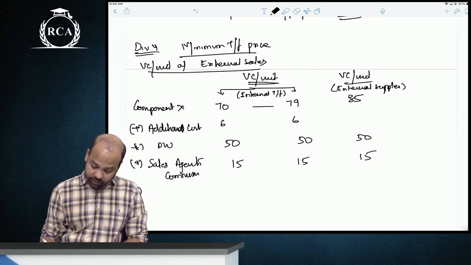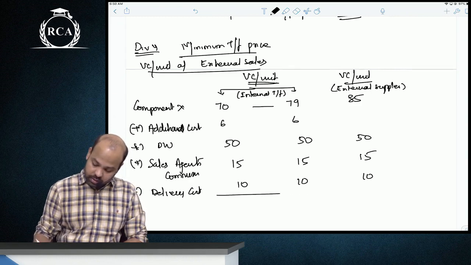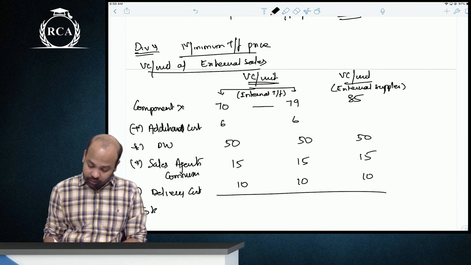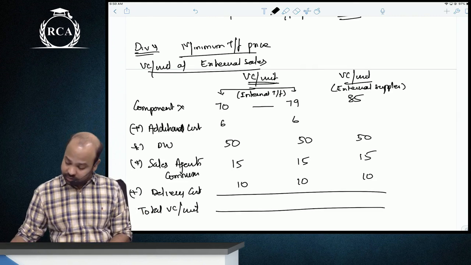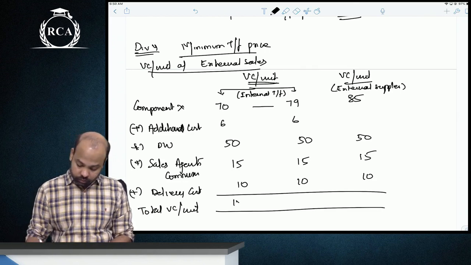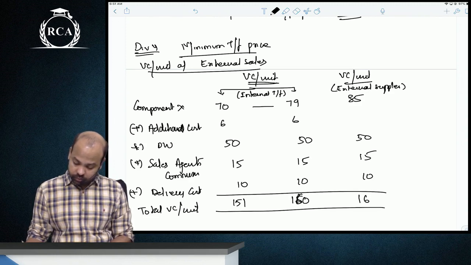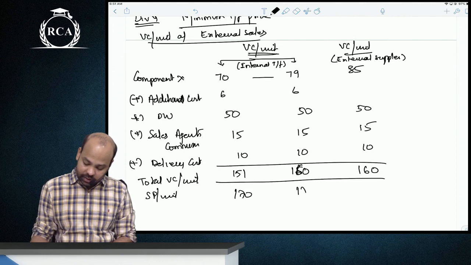And then there is this transportation or delivery cost that they will have to incur, and that delivery cost only division Y has to incur. So all of this put together, the variable cost per unit of external sales would be... The selling price per unit in the external market is 170. So their contribution per unit would be 19, 10 and 10.